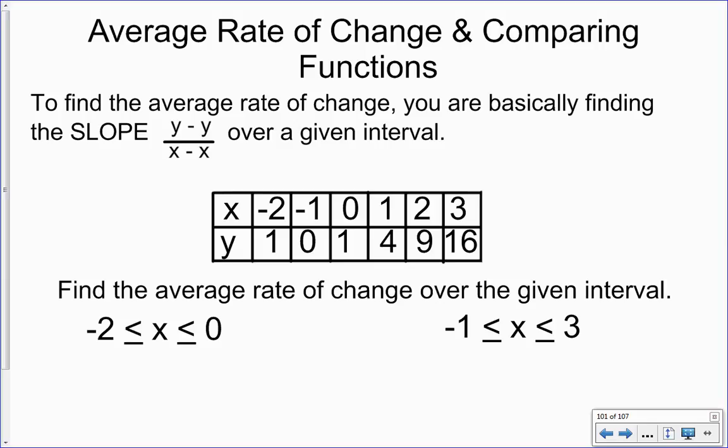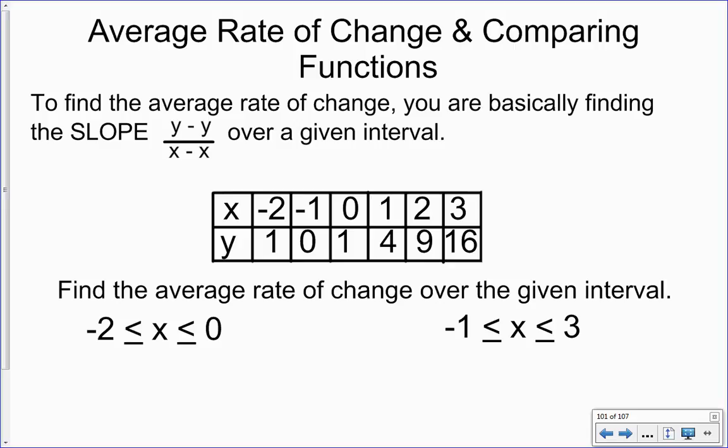Alright, the very last part of this quadratics unit is going back to what we did with linears, in a sense. What we've got to be able to do is find that rate of change, which we call slope, and to be able to compare one quadratic function to another.